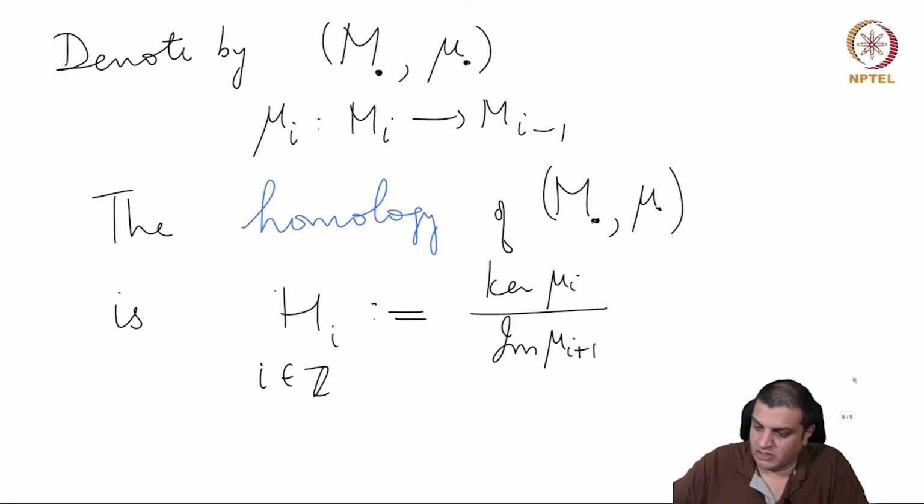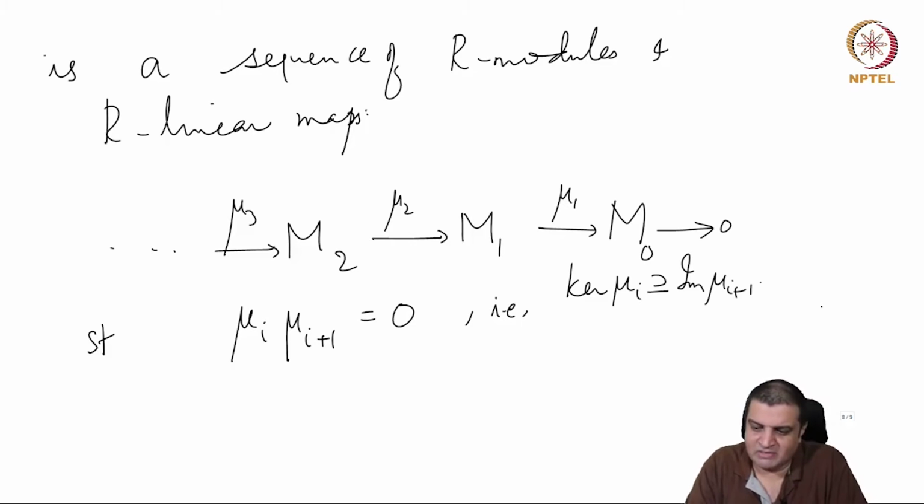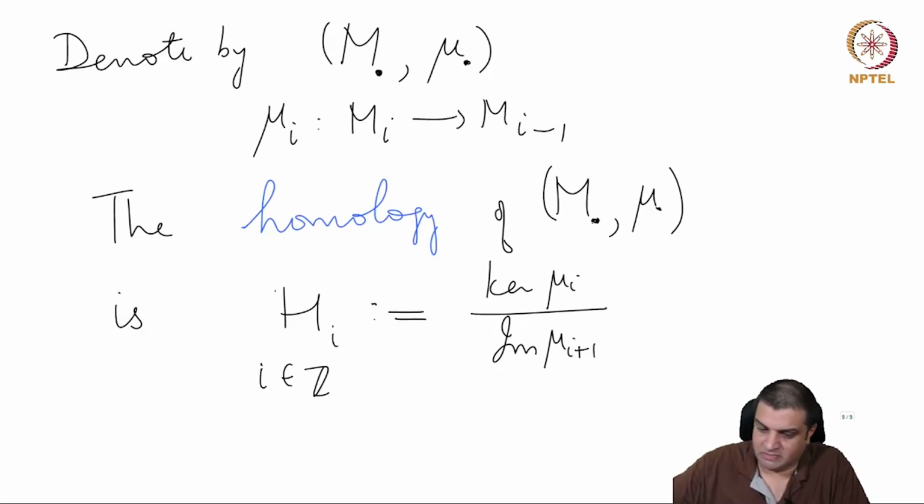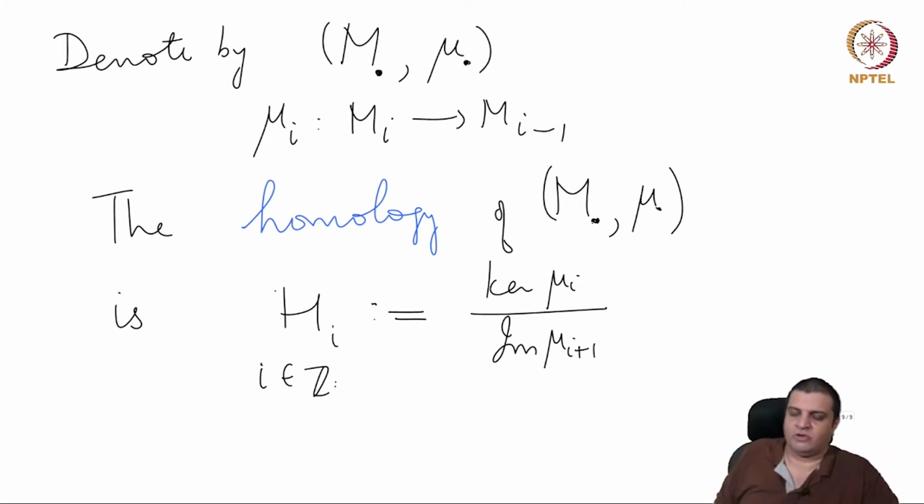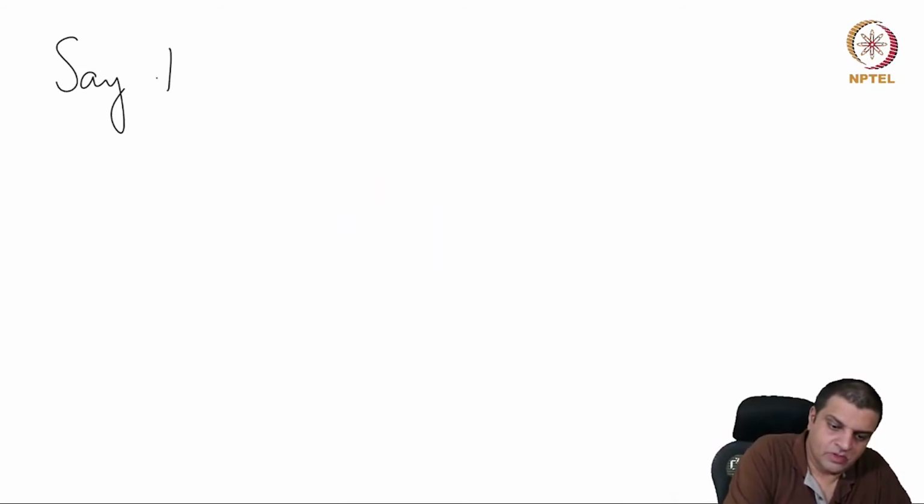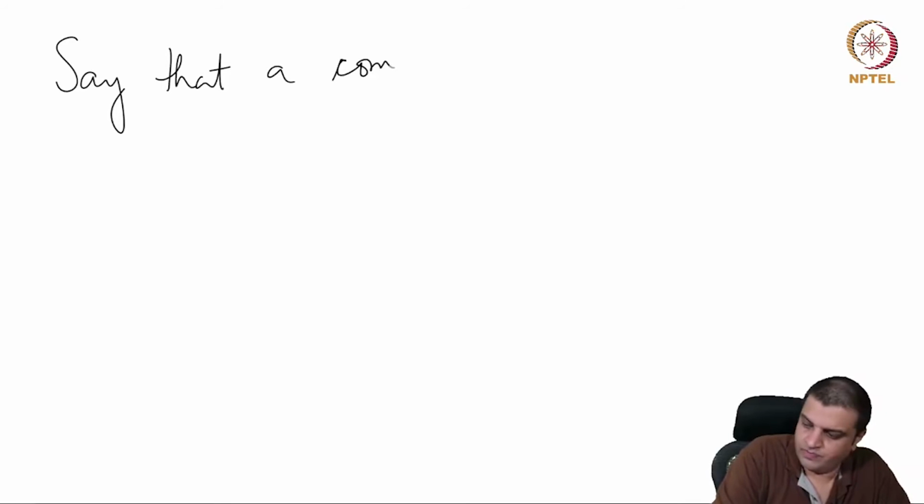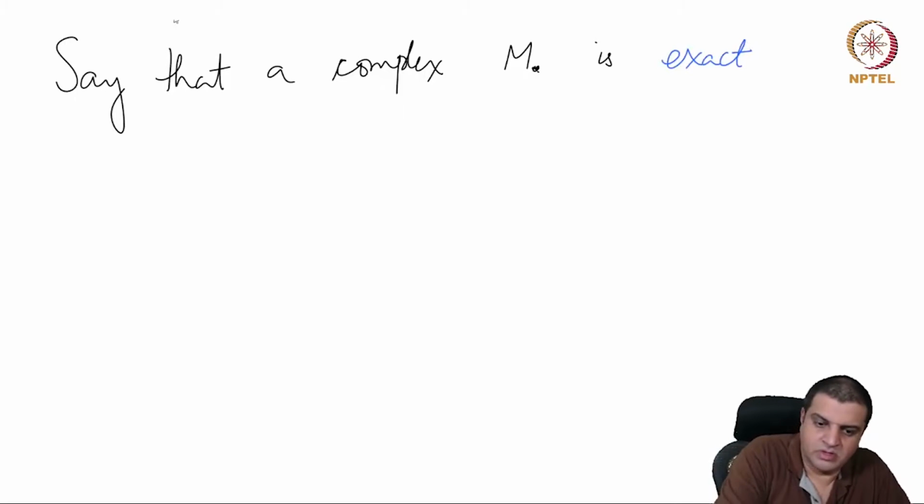But often the complexes that we are concerned with will be 0 after a while. It may not be 0 at M0 itself. It could be like some M minus 500, but it would still be 0 after a while. Nonetheless, we can still define it for all Z. Then we say that a complex M dot is exact if all the homologies are 0.